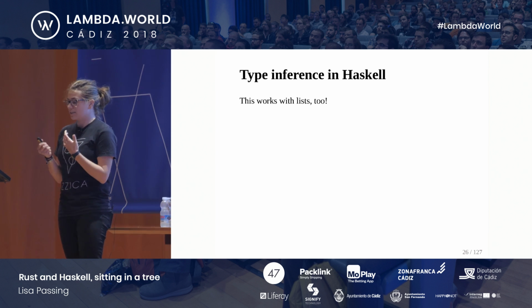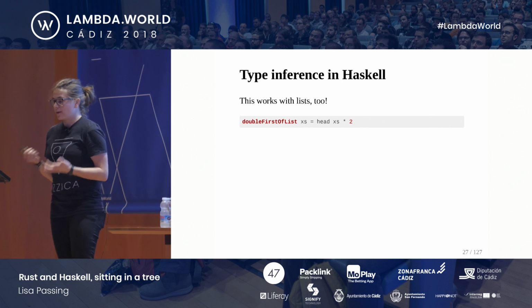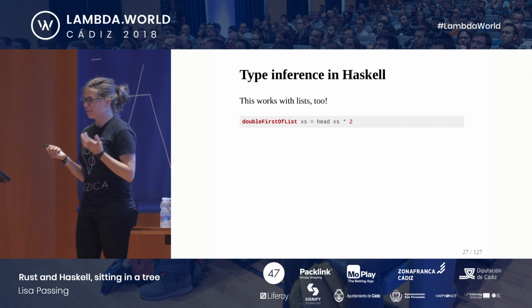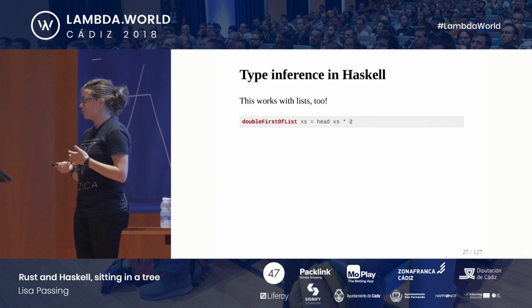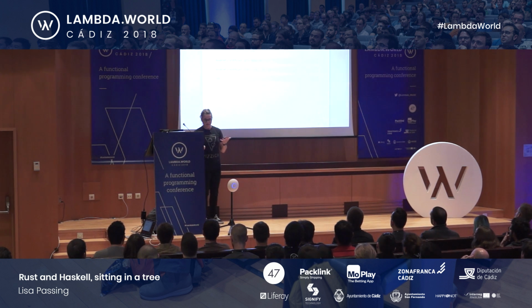And this also works on lists. I'm just going to run through this. If we have a function that, for example, takes the first element of a list and multiplies that by 2, we can call it with a list of numbers, and it does what we tell it to do without inferring type, without having to annotate type explicitly.